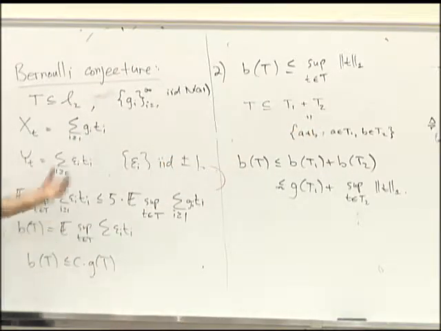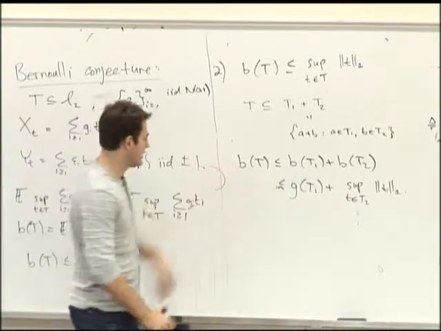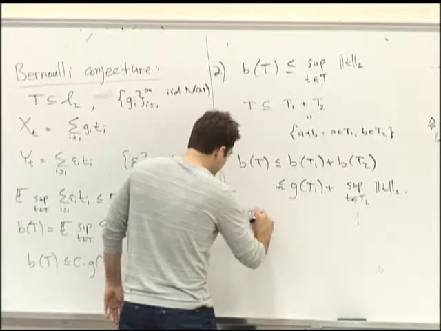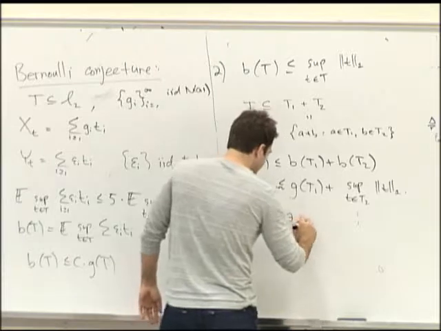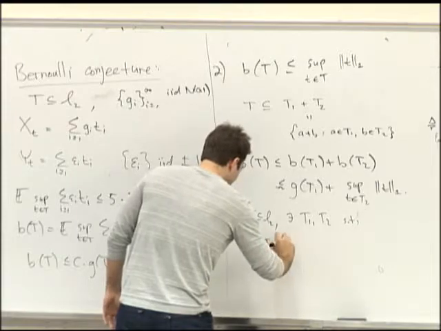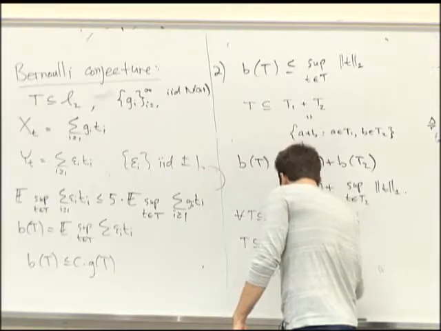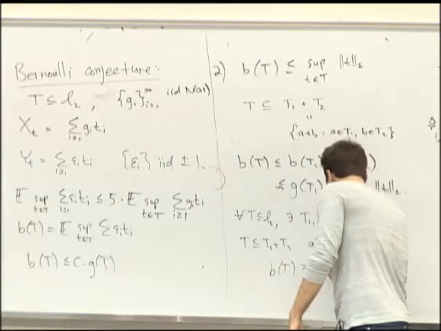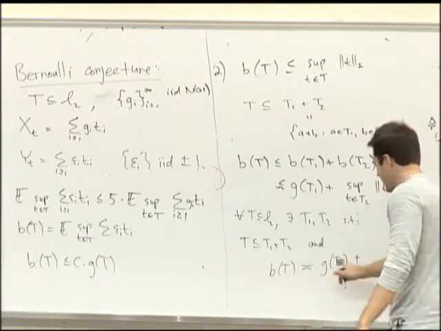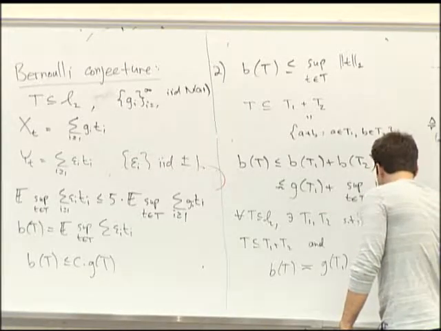And Talagrand's conjecture, the Bernoulli conjecture, is that this is a universal way of upper bounding the process. So for every Bernoulli process, so for every t, there exists t1 and t2 such that t is contained in t1 plus t2. And in fact, the b of t value is precisely, up to constants, given by what's going on in the Gaussian setting for t1 plus the L1 bound for t2.